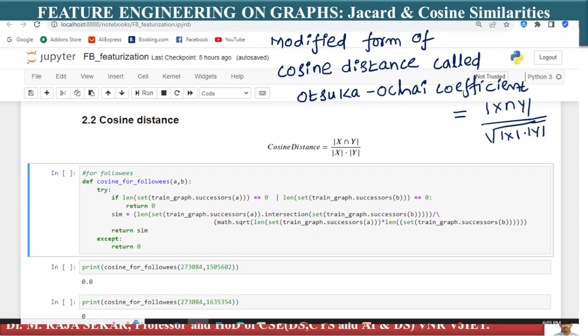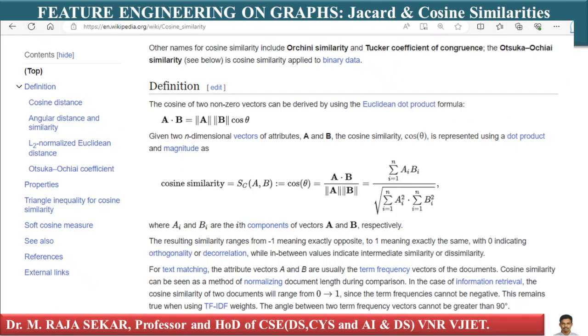Just try to understand what is the difference here. It is similar, only in the case of the Otsuka-Ochiai coefficient we are keeping the square root in the denominator, isn't it? The numerator is the same. Yes, there is a Wikipedia article, you can go through it. The cosine similarity is basically this: if you have two vectors a and b, this is your simple definition of cosine similarity.